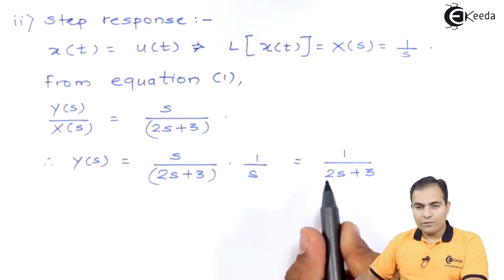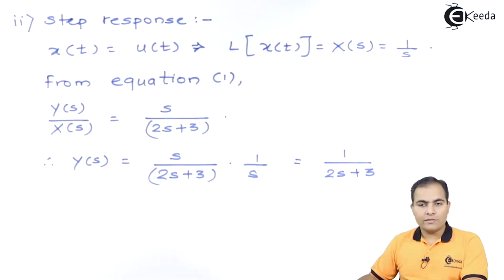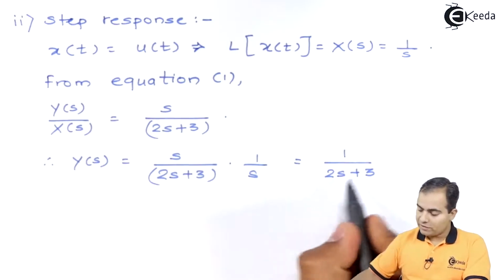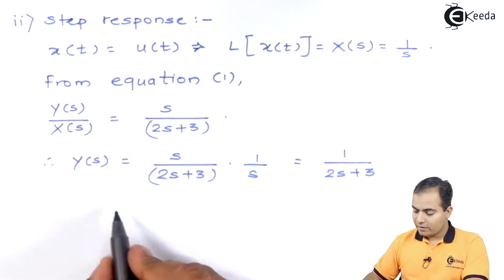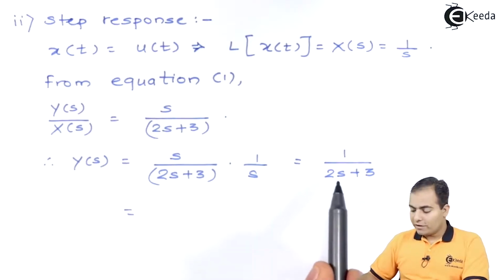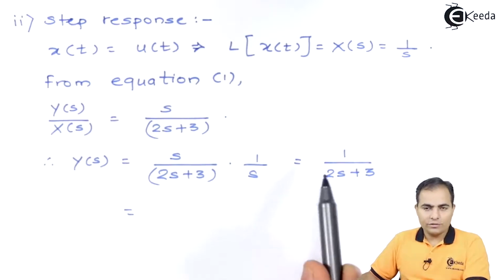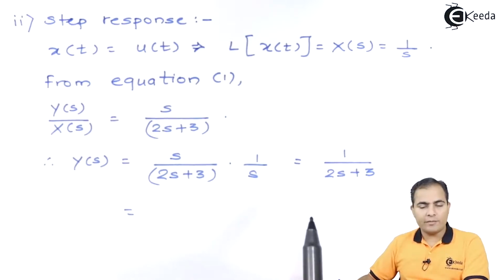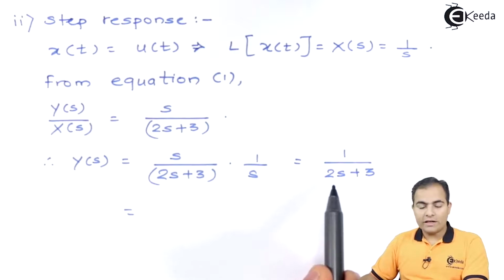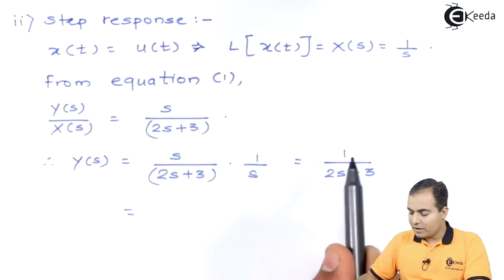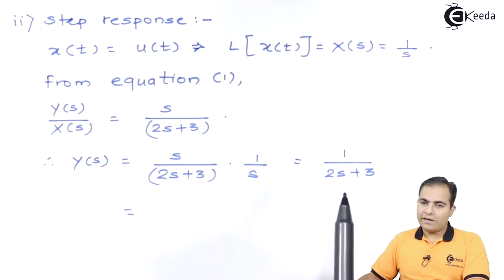Now, if you want, you can take this 2 common from this part. If I take 2 common from this denominator, then what do you get? One more thing I can tell you: if you want to take the 2 common, you can use a shortcut technique. Just divide the numerator and denominator by 2.